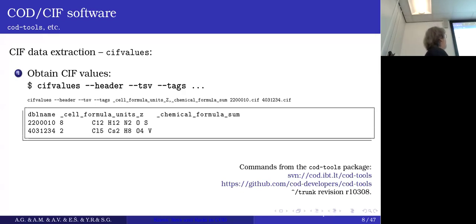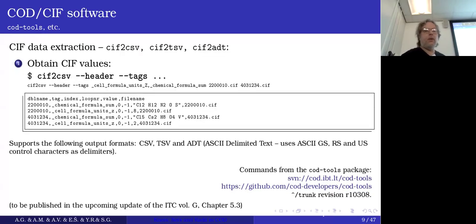CIF values is one of these tools, which takes in the requested data names and the CIF files, and puts out a comma-separated value or tab-separated value file. Both are standardized. We can also transform the whole CIF to a more complicated CSV file. And again, CSV and TSV files are supported by both utilities.